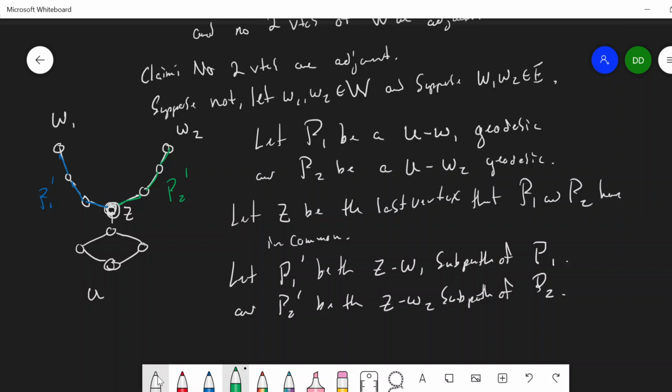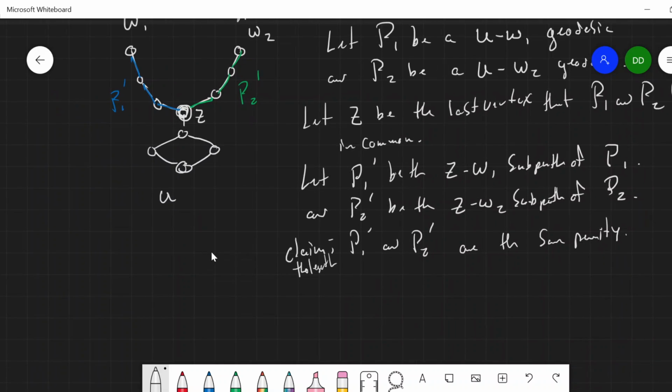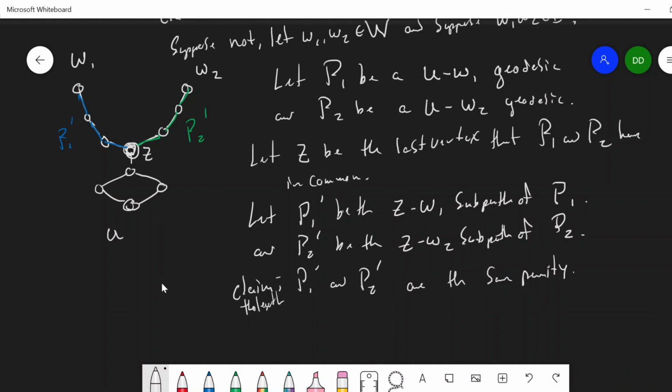So the claim here: the lengths of P1 prime and P2 prime are the same parity. That is, they're either both even or both odd. So why is that true? Well, remember that these initial paths, P1 and P2, from U to W1 and U to W2, both had to be of odd length.